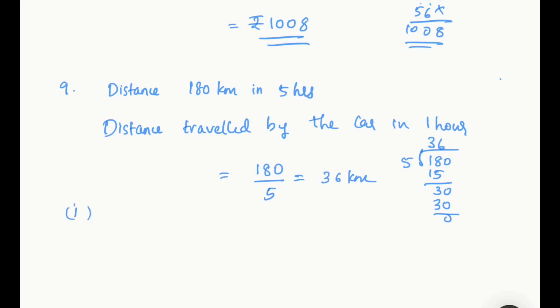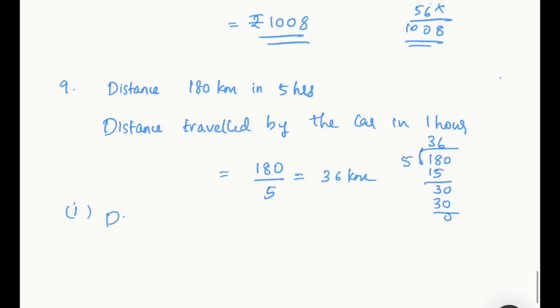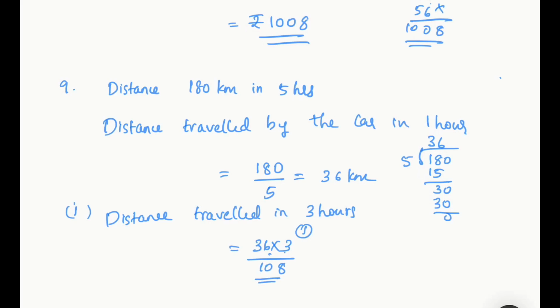Now what is the first sub question? Distance travelled by the car in 3 hours. So distance travelled in 3 hours is equal to 36 into 3. That is 6 3s are 18. 3 3s are 9, 9 plus 1 is 10. So you'll get 108 kilometer.